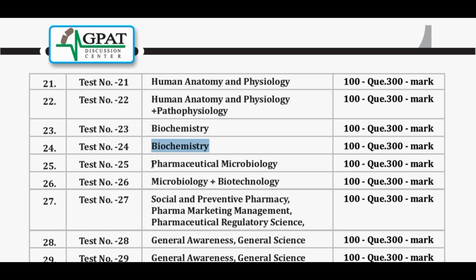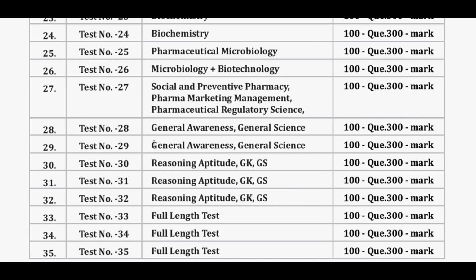Test number 25 pharmaceutical microbiology. Test number 26 microbiology with biotechnology. Test number 27 social and preventive pharmacy, pharma marketing management, pharmaceutical regulatory science. Test number 28 general awareness and general science. Test number 29 general awareness and general science.